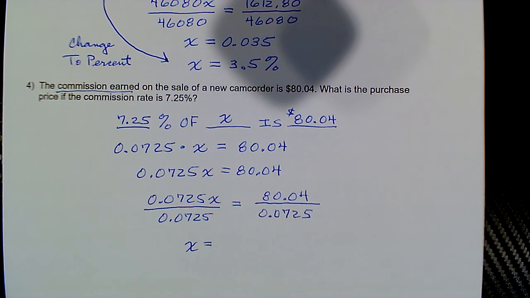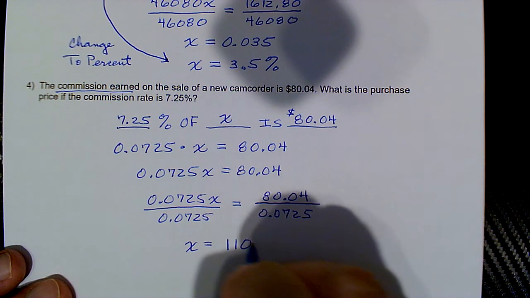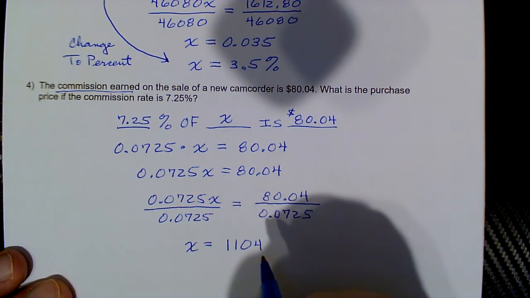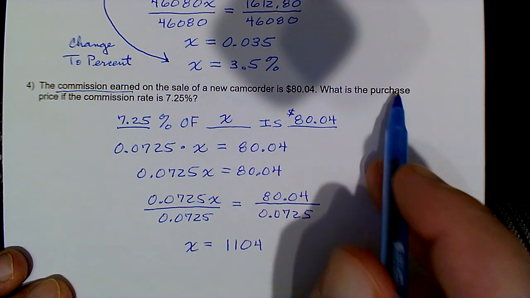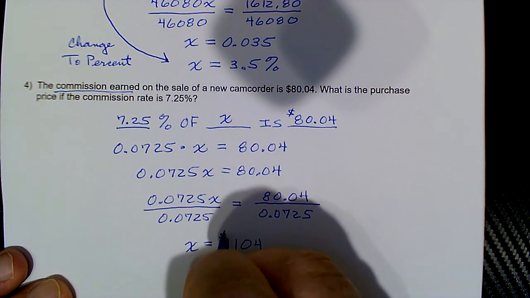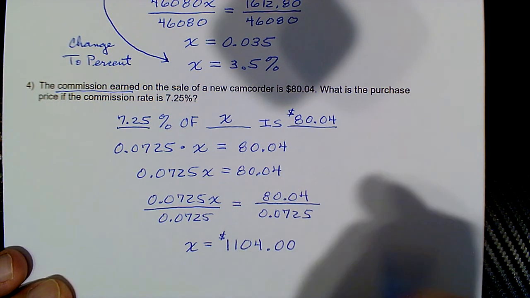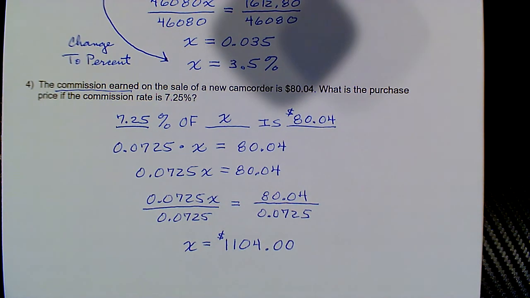80.04 divided by 0.0725 is 1104. It comes out pretty, so you know you did something right. And that represents the cost or the purchase price of this camcorder. So that's $1,104 if you want to show that in that fashion.